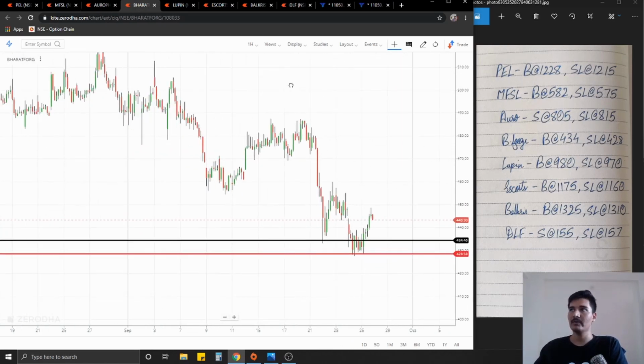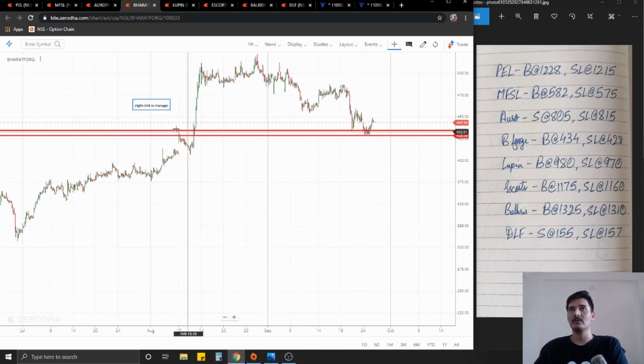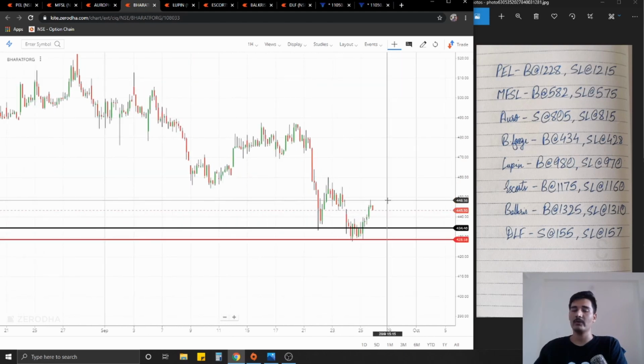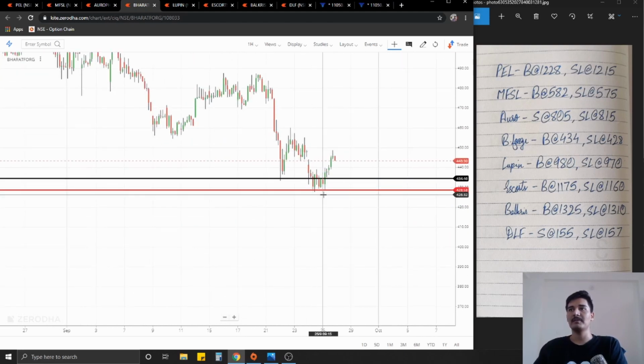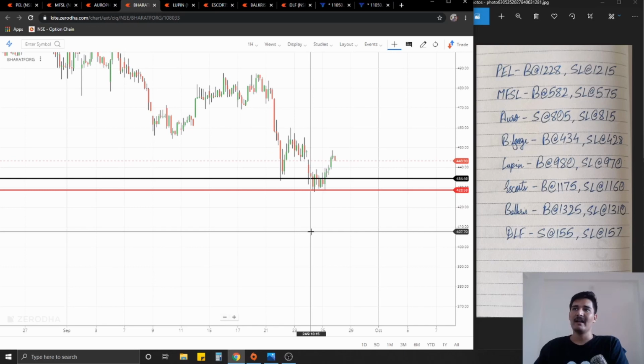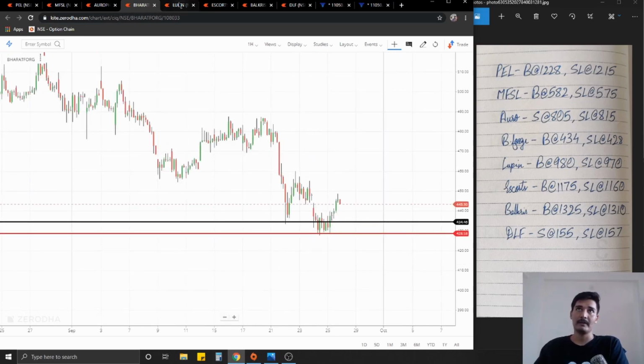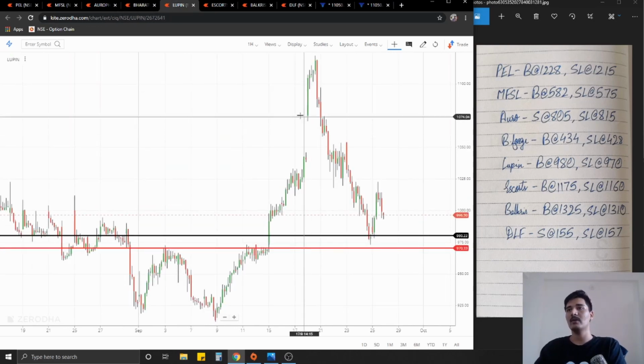Next we have Bharat Forge. Now Bharat Forge, we are going to go for a long entry because we have a good strong demand zone at 434, 435. Stop loss going under the previous swing low at 428, and ideal targets 1% on the upside. Moving on to Lupin.